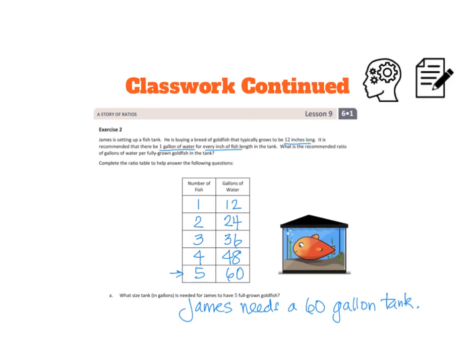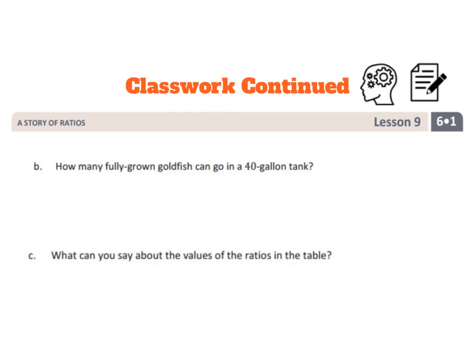Okay, so then let's flip it. If I'm looking at this, 40 is right in here. So I can't quite have 4 fish. Every single one is 1/12. How many fully grown goldfish can go in a 40-gallon tank? Well, just know that's water. So I have to stay with the 3 goldfish. And again, that's not a complete sentence, but right now that's okay.